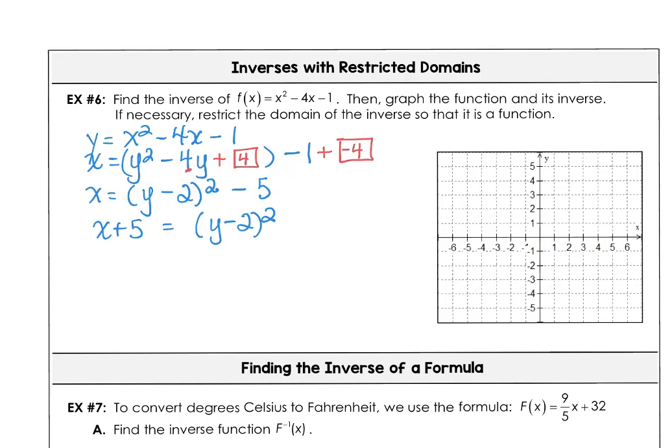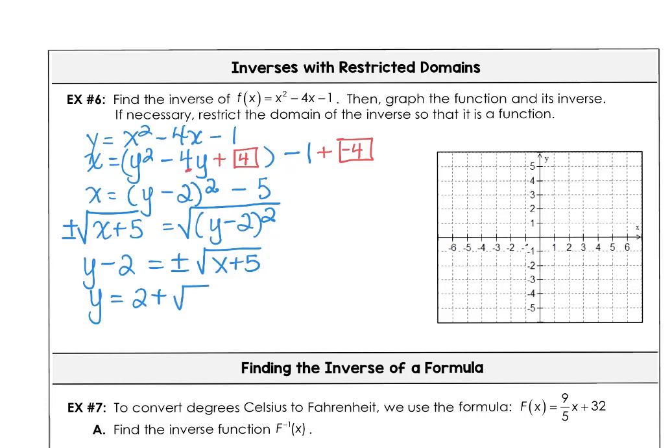right, but we've got to take the positive and the negative square root of x plus 5 when we take the square root of the binomial squared. So we have y minus 2 is equal to plus or minus the square root of x plus 5. So y is equal to 2 plus the square root of x plus 5. This one is our inverse. And y is equal to 2 minus the square root of x plus 5. So this one is our f inverse.